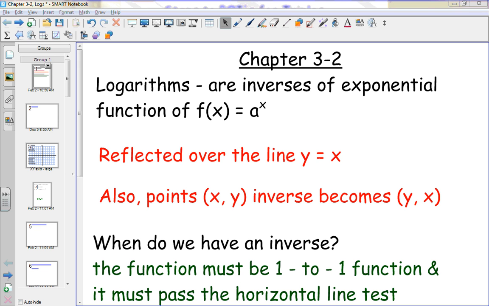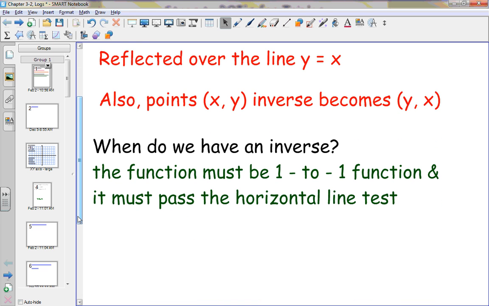Domain and range swap out. So your x's become your y's, and your y's become your x's. Okay? What else should you know about inverses? They're reflected over what kind of a line? Line of y equals x. Okay? Now, if we talk about all this, it's reflected in the line y equals x. The x and y values flip-flop, and in order to have an inverse, you must be a one-to-one function, meaning you must pass the horizontal line test.